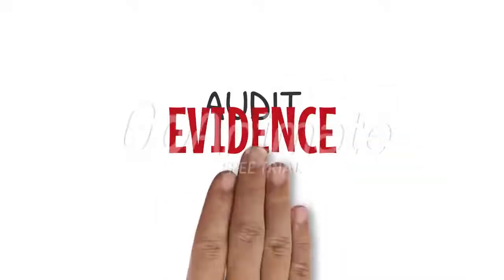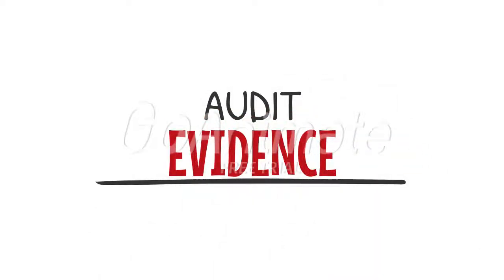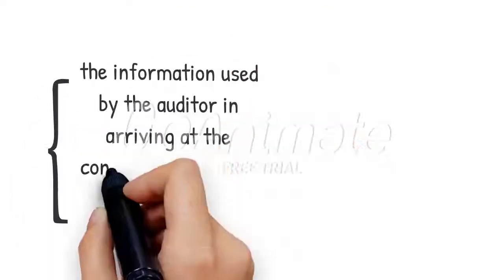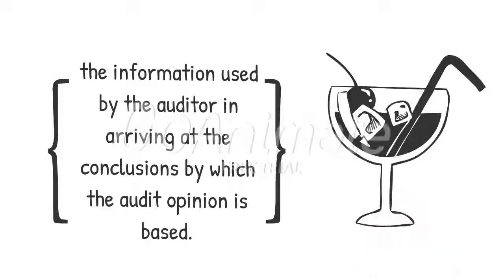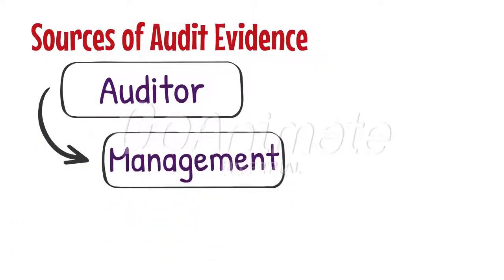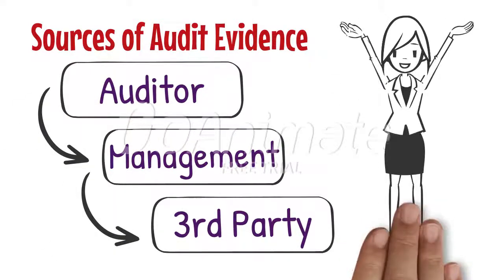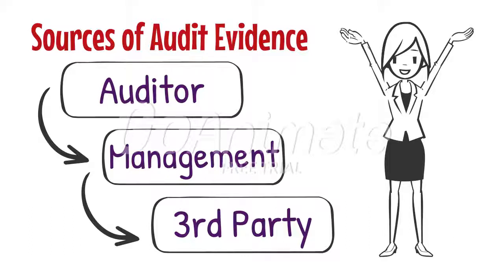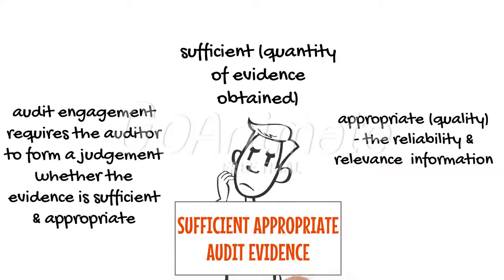Let's move to audit evidence. Audit evidence is the information used by the auditor in arriving at the conclusions on which the audit opinion is based. There are 3 sources of audit evidence. Sufficient appropriate audit evidence. Audit engagement requires the auditor to form a judgment whether the evidence is sufficient and appropriate.